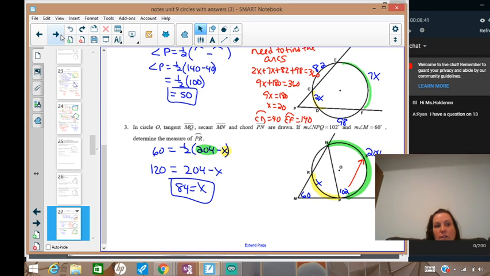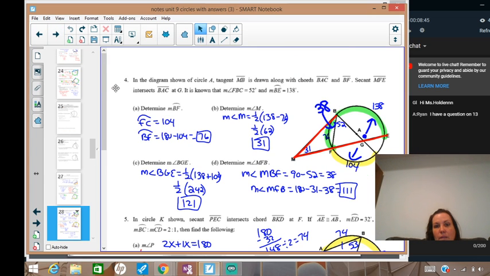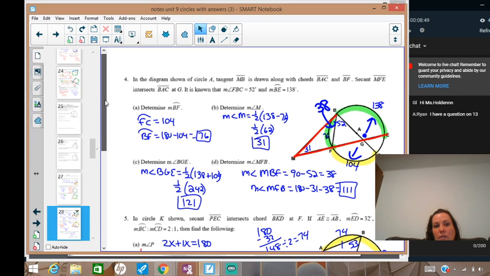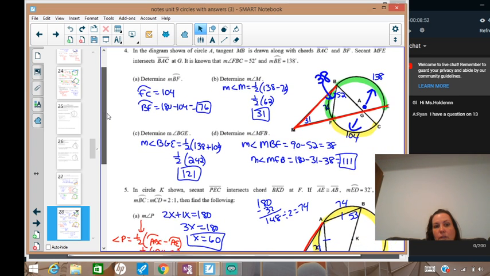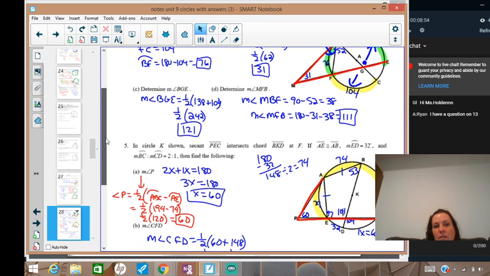Let me just see if there's anything on the second page. This is the lesson 7 homework. Okay, anything more on this lesson 7 homework? Lesson 7 homework, any questions on this?